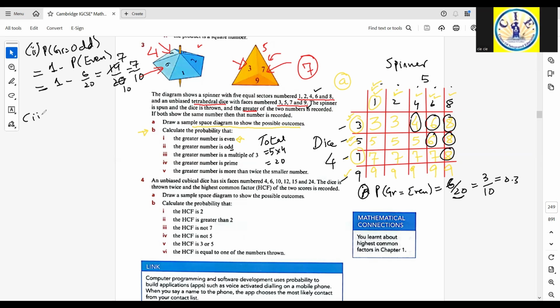Now for part 3, the greater number is a multiple of 3. Multiple of 3: 1, 2, 3, 4, 5, 6, 7, 8, 9. So probability that the greater number is a multiple of 3, M3. So these are 9 by 20.